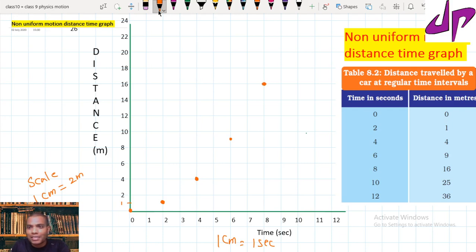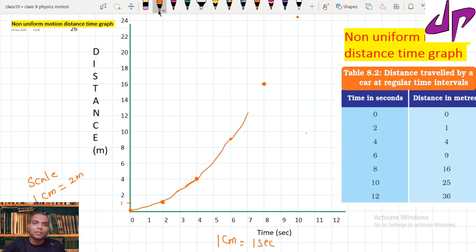When the time is 10 seconds, the distance covered is 25 meters. I have taken up to 24 on my graph, so I am skipping the last value since it goes out of my graph, but you should plot that point in your graph. Now join these points freehand. Don't use a scale, just connect these points with a pencil by free hand.